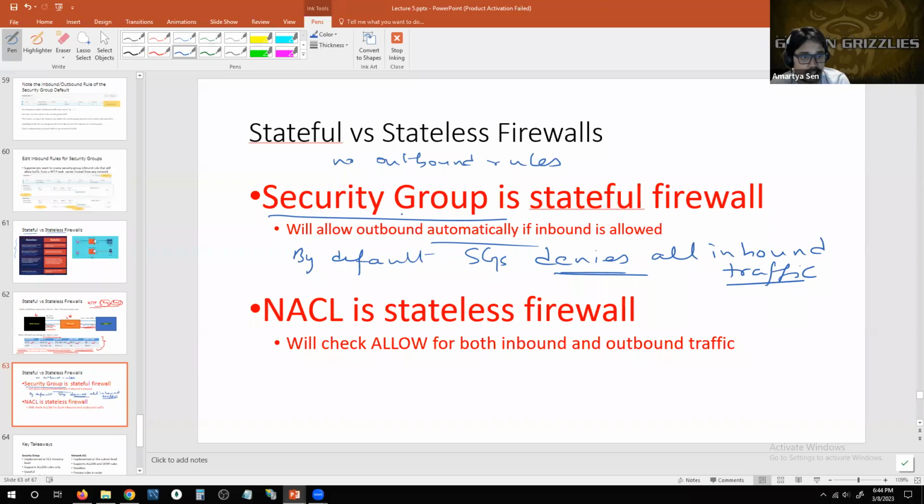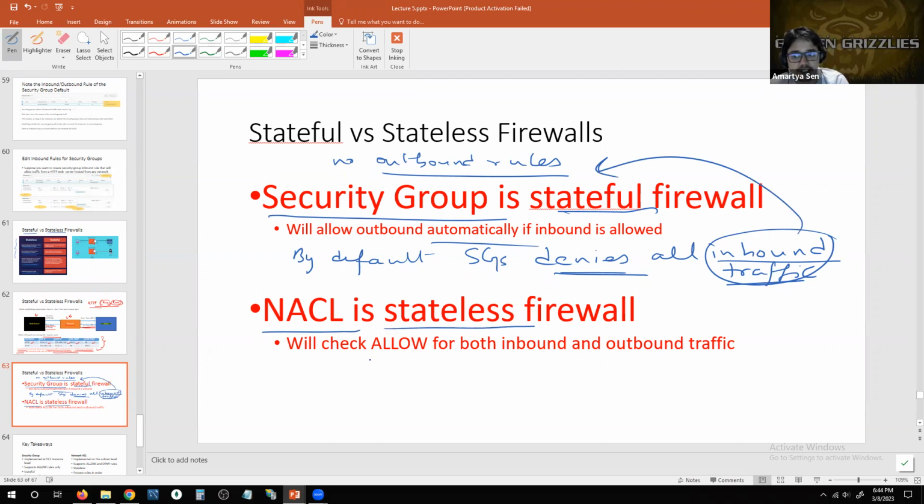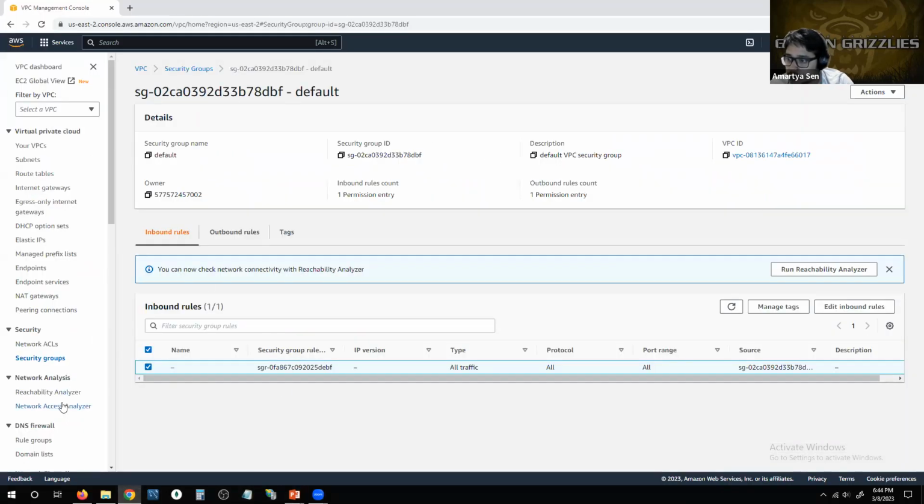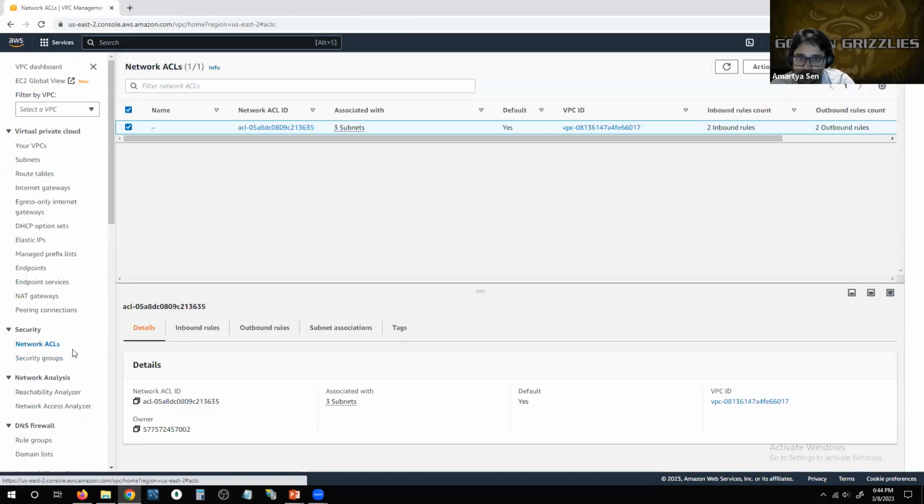And since these are based on the concepts of a stateful firewall, outbound traffic is by default paired up with the inbound traffic, right? And if you allow the inbound traffic, then by the property of a stateful firewall, you also allow the outgoing traffic as well. Whereas network ACLs are stateless firewalls. So that means it will check both the inbound and outbound traffic. So if you go to your network ACLs, you will see that you have your inbound and outbound rules.